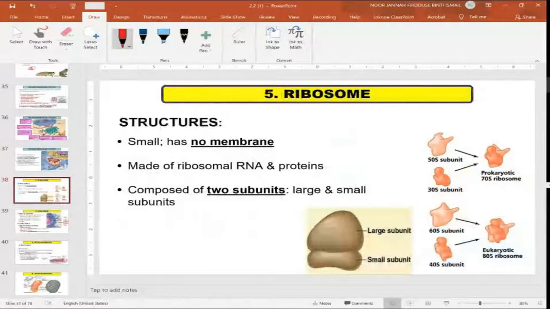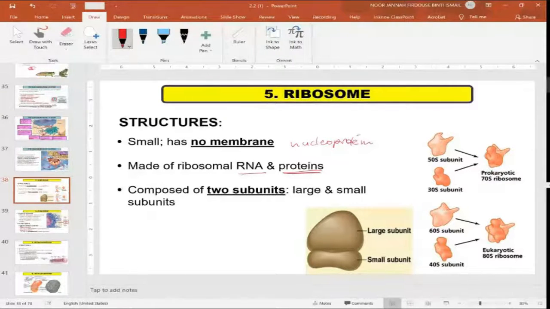Next is ribosome. The ribosome is the organelles. We include ribosome into the list of organelles, but ribosome does not have membrane because it is made up of RNA and proteins. RNA and protein. Jadi gabungan protein dengan RNA secara umum kita boleh panggil nukleoprotein.